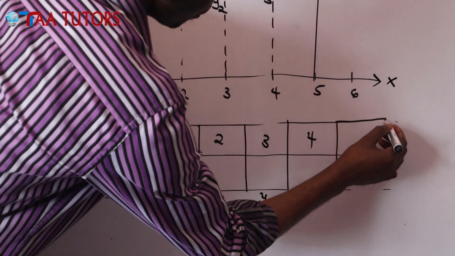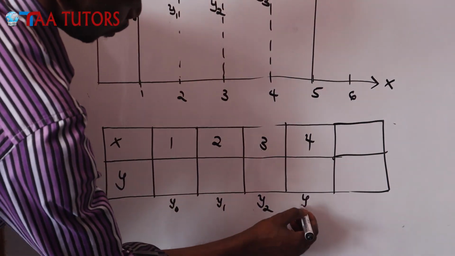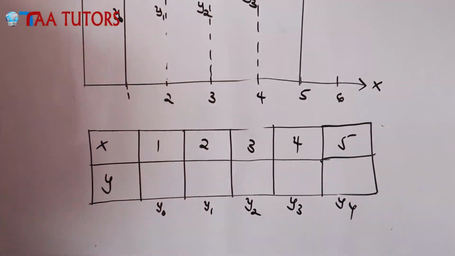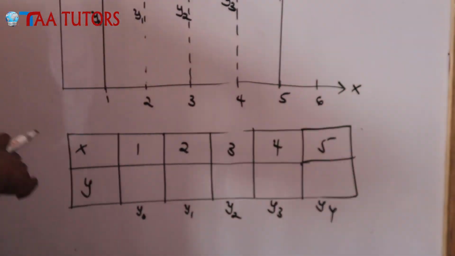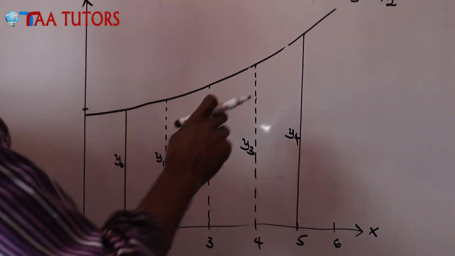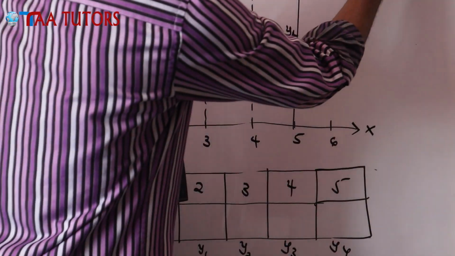Oh, we have left something missing here. So y2, y3, y4. What we are going to do here is just use a calculator to find, if we are using this curve, what's the value of this particular y naught when x is 1. We substitute the value of x here.